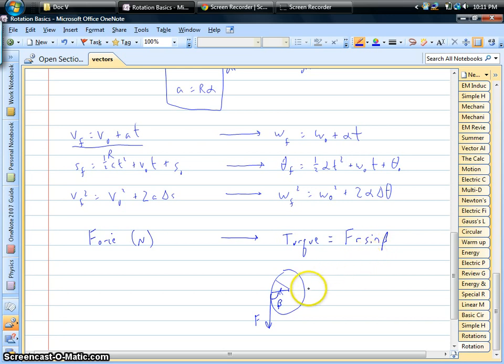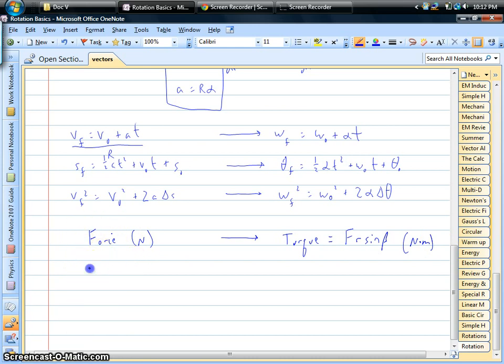Okay, so you need some distance from the axle of the wheel to where you apply the force, and you need an angle between the radius and that force you apply. And that's called torque. It has units of newtons times meters. And of course in class we get into much more detail about this. I just wanted to define it here for the video.